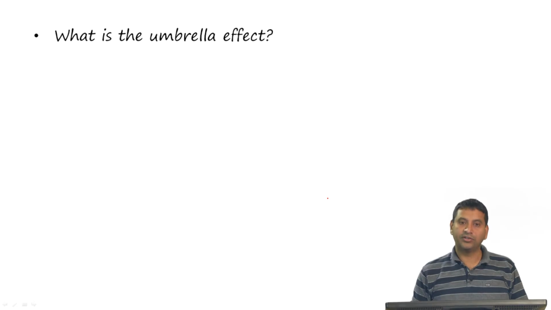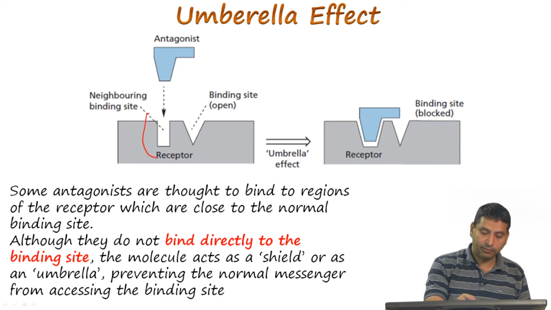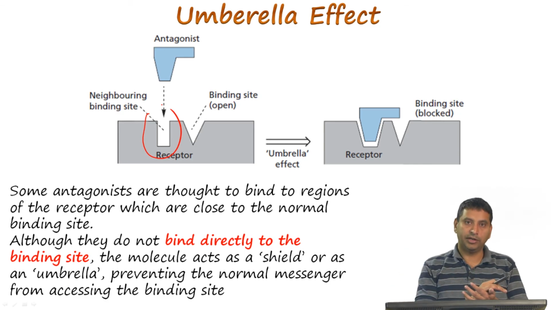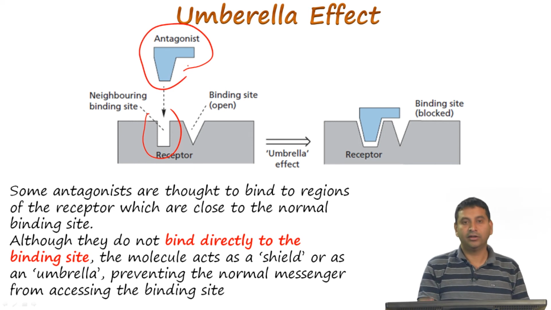Next question is, what is the umbrella effect? The umbrella effect we have looked at previously is an effect where a compound can act as an antagonist, but it does not bind to the active site or the binding site of the receptor. What it does is it binds to a neighboring binding site. And once the antagonist binds to this neighboring binding site, because the structure is fairly large, it actually blocks the binding site from functioning normally.